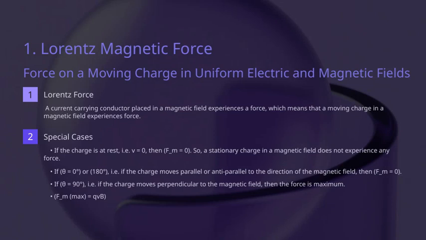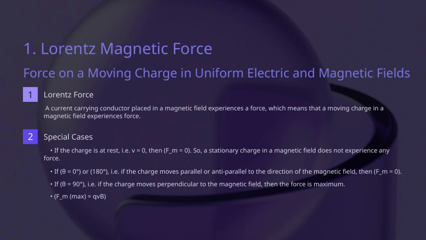Let's look at the maximum magnetic force, which is given by the equation F_m max equals Q times V times B. Now, if the angle theta between the velocity of the charge and the magnetic field is 90 degrees, meaning the charge moves perpendicular to the magnetic field, the force reaches its maximum value. This is because the sine of 90 degrees is 1, so the force is at its strongest.